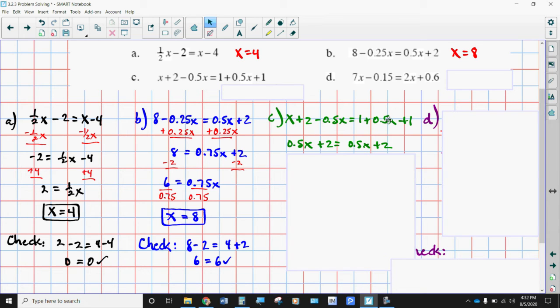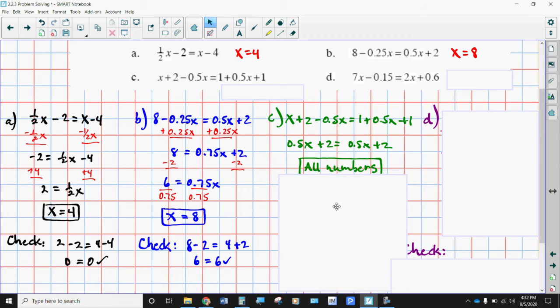And here, the half of an x stays there, but you add the 1 and the 1 to make 2. So do you notice that these two expressions are exactly the same? That's an indication that any number for x would work. Whatever number you plug in here, you have to plug in the same number there. So regardless of what number you plug in, they're always going to be equal to each other. So this is one we would not be able to check.